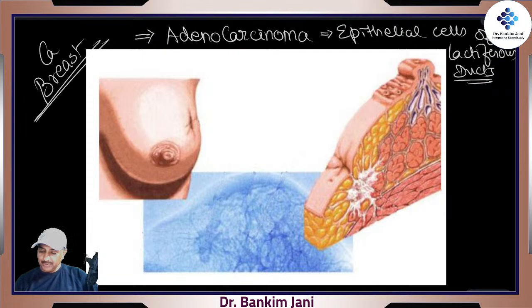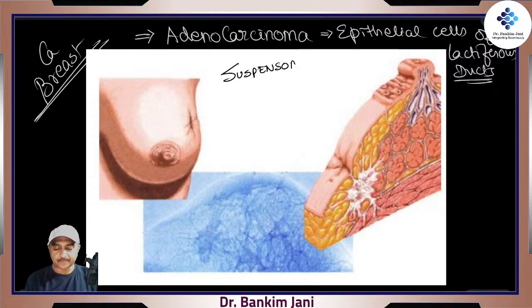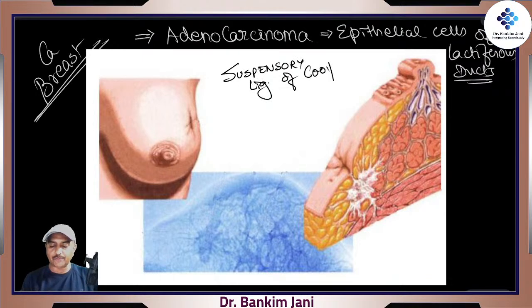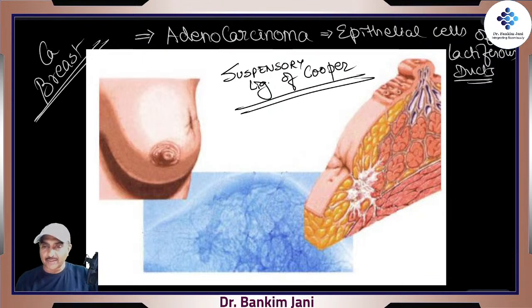Now in anatomy, we studied that these lactiferous ducts have supportive ligaments, and they are called the suspensory ligament. The full name is suspensory ligament of Cooper. In case of carcinoma of breast, this suspensory ligament of Cooper is involved. So these ligaments are now shortened.